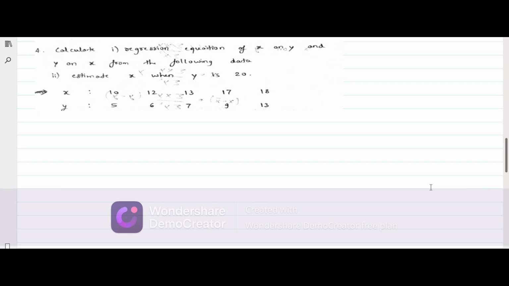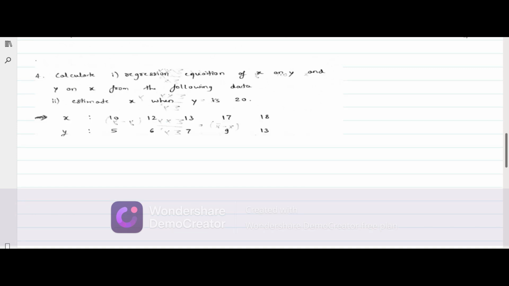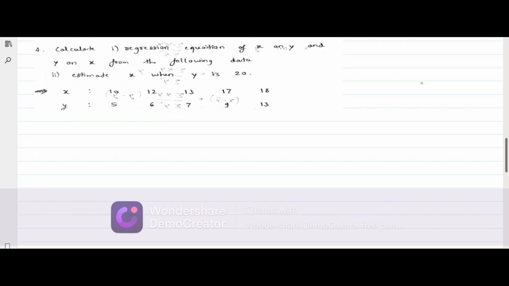So let us solve the next problem. Calculate the regression equation of x on y and y on x from the following data, and estimate x when y is 20. Yes, we know the formula, right?